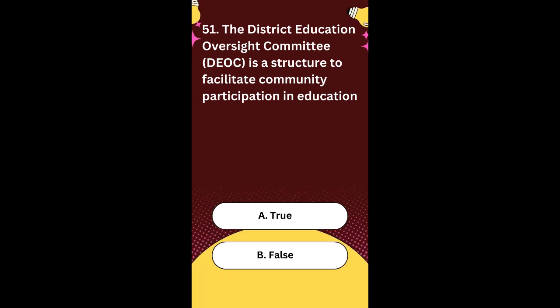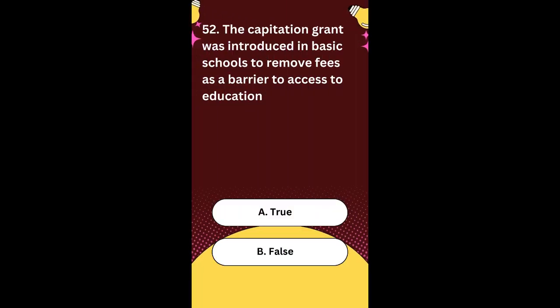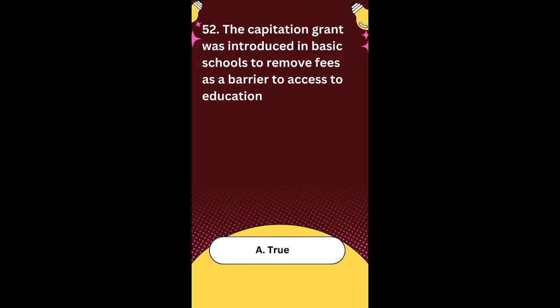51. The District Education Oversight Committee, DEOC, is a structure to facilitate community participation in education. The answer is true. 52. The capitation grant was introduced in basic schools to remove fees as a barrier to access to education. The answer is true.